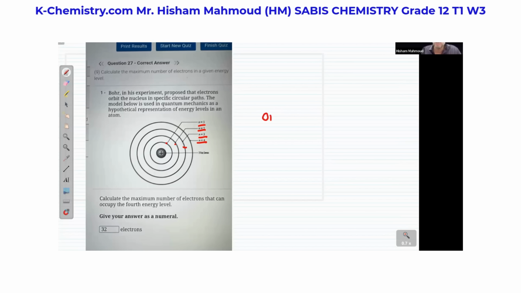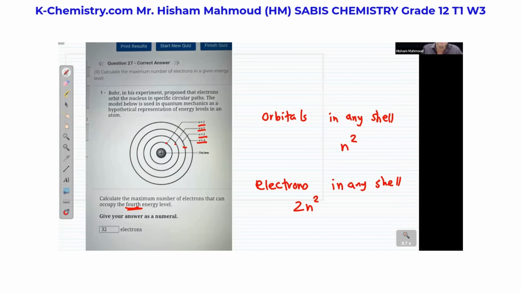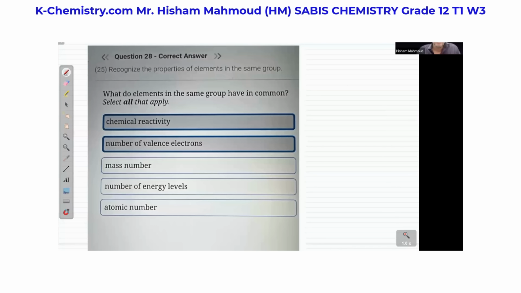If we want to know the maximum number of orbitals in any shell, it's equal to n squared. And the number of electrons in any shell, the rule is 2n squared. So if you are talking about the fourth energy level, just remove the n and put 4. 4 squared is 16, and 2 multiplied by 16 is 32 electrons that can be in the fourth energy level.